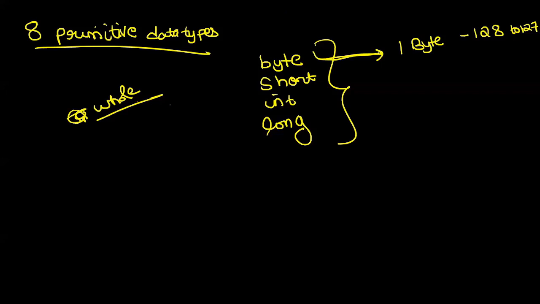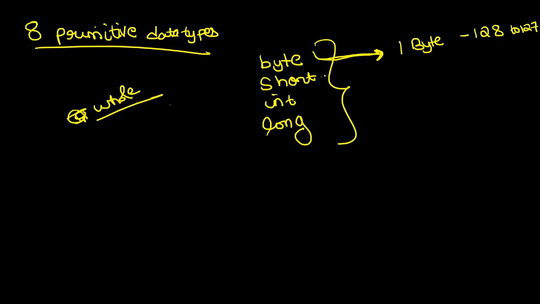But a byte, say if I'm telling that, hey, can you reserve the space for a byte data type? That means only 1 byte of space will be reserved in memory. And in 1 byte of space you can store numbers between -128 to 127. So if you know that in your program you will be dealing with these kind of numbers only, you can reserve the space for a byte.